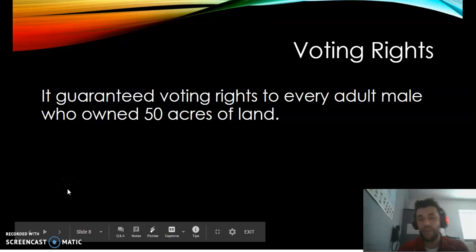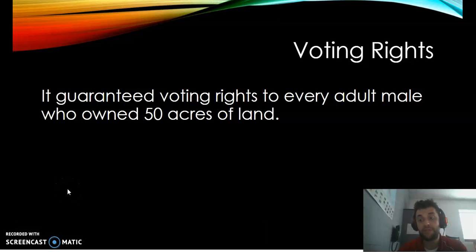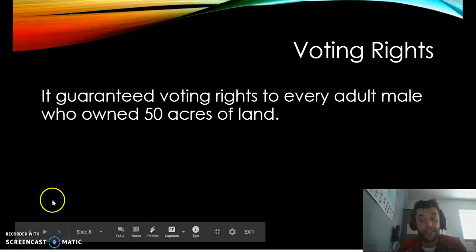It guaranteed voting rights to every adult male who owned 50 acres of land. Obviously, you don't have to own 50 acres of land or be just a male these days to vote. But at the time, having a right to vote guaranteed to some people was a big deal.